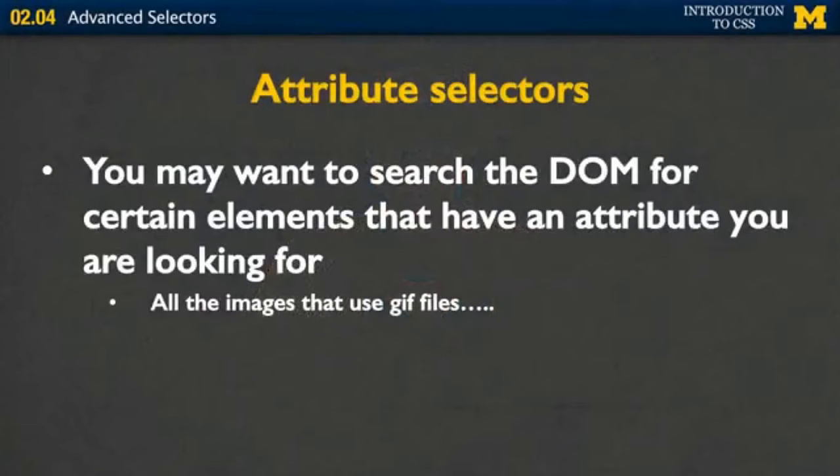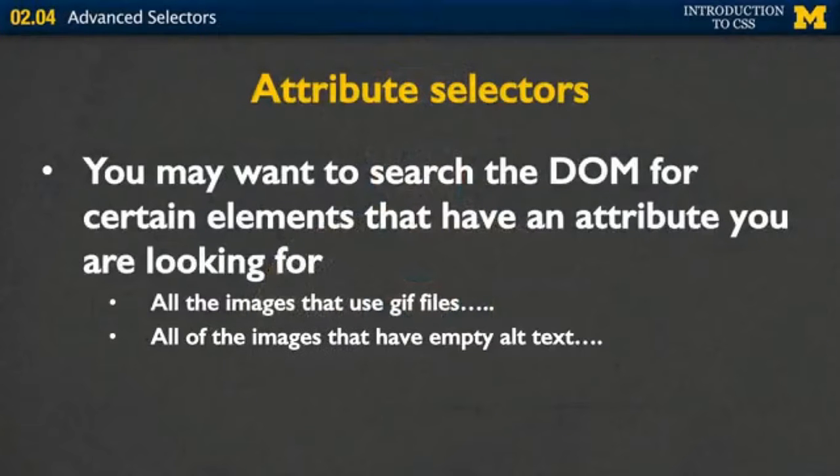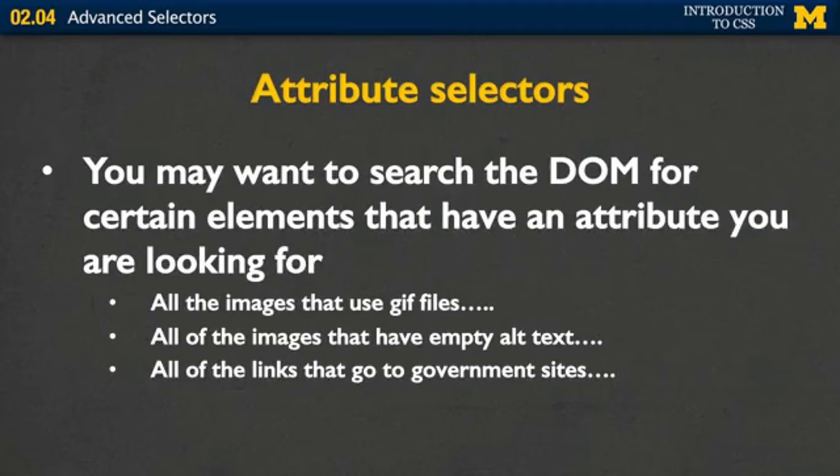The way that attribute selectors work is that they search the DOM for elements that have the attribute that you are looking for. So for instance, you might want to look at all the images that use GIF files, or all the images that have empty alt text, or maybe all the links that go to government sites or nonprofit sites or educational sites. It's really easy for us to find those and style them a little differently.